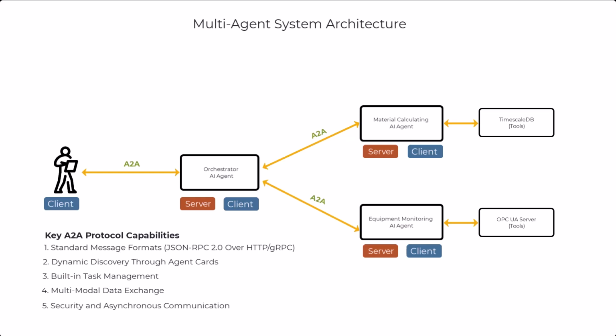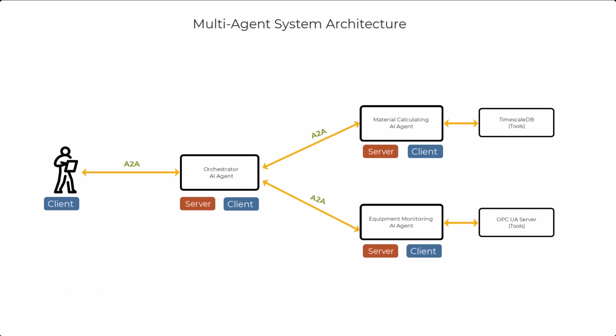A2A includes encryption for sensitive industrial data and supports real-time streaming updates using server-sent events. Okay, so now that you've got a brief understanding of what A2A is all about, let's go ahead and look at our multi-agent industrial AI architecture based on A2A.